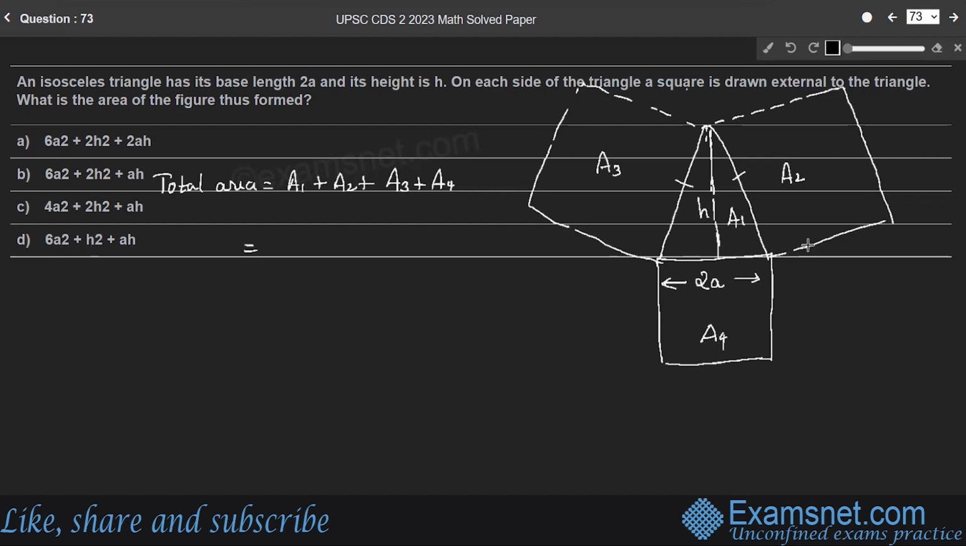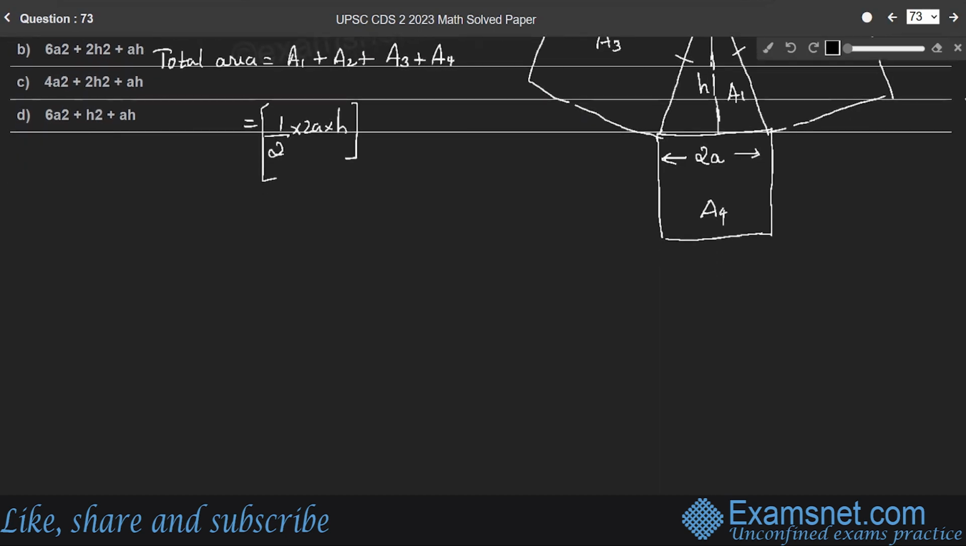Area A1 is the area of a triangle, which is half into base into height, right? Base is 2a into height is h, which is already given. So I'll just mention the area of a triangle here. Area of triangle is half into base into height, whereas area of a square is side into side, which is a into a.